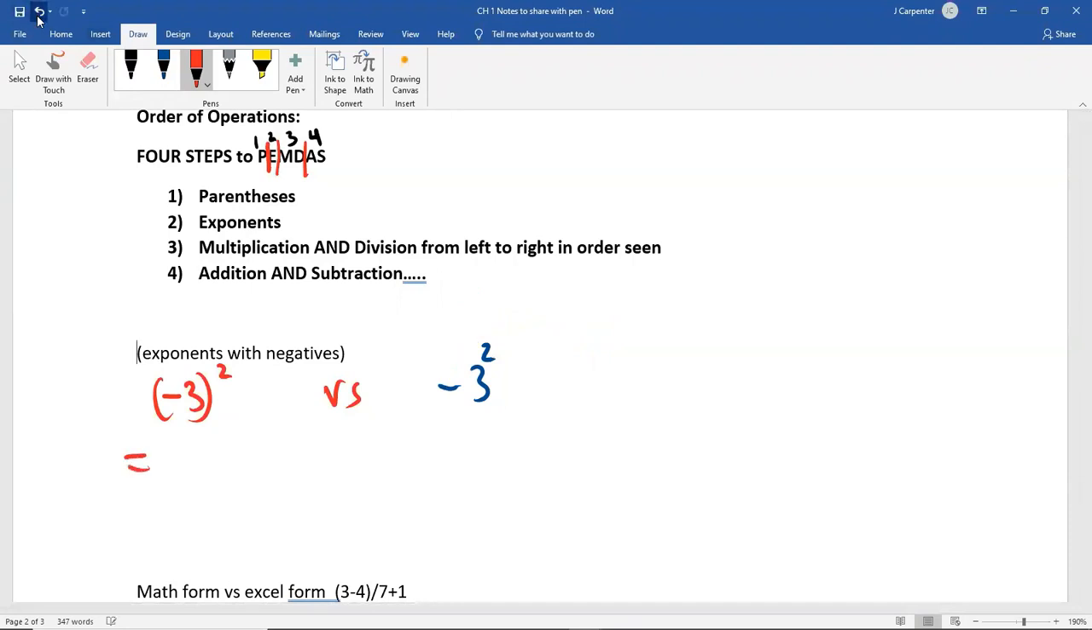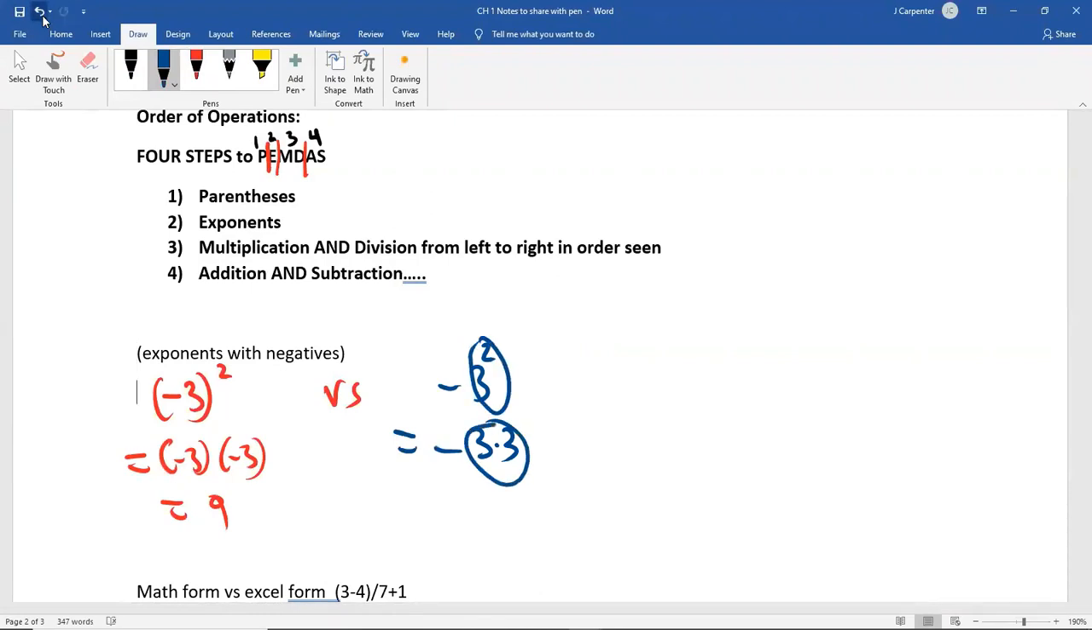So when you do this, the first one is -3 times -3, which is +9 because 2 negatives cancel. But the right-hand version, the negative is not repeated, it's just the 3 that's repeated. So this negative is this negative. And then the 3 squared is this 3 times 3. Again, the negative was not part of the blue version's exponent, so it is not repeated. And this is a negative times a positive, which is a negative.